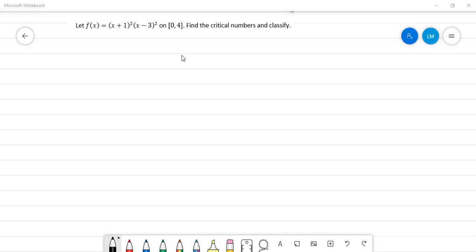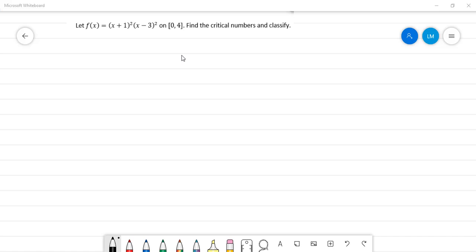Good morning. Today I'm going to demonstrate how to solve an absolute extrema problem. Usually when we talk about absolute extrema, it's more or less just a comparison of which one is the smallest value and which one has the largest value over the bounded interval.